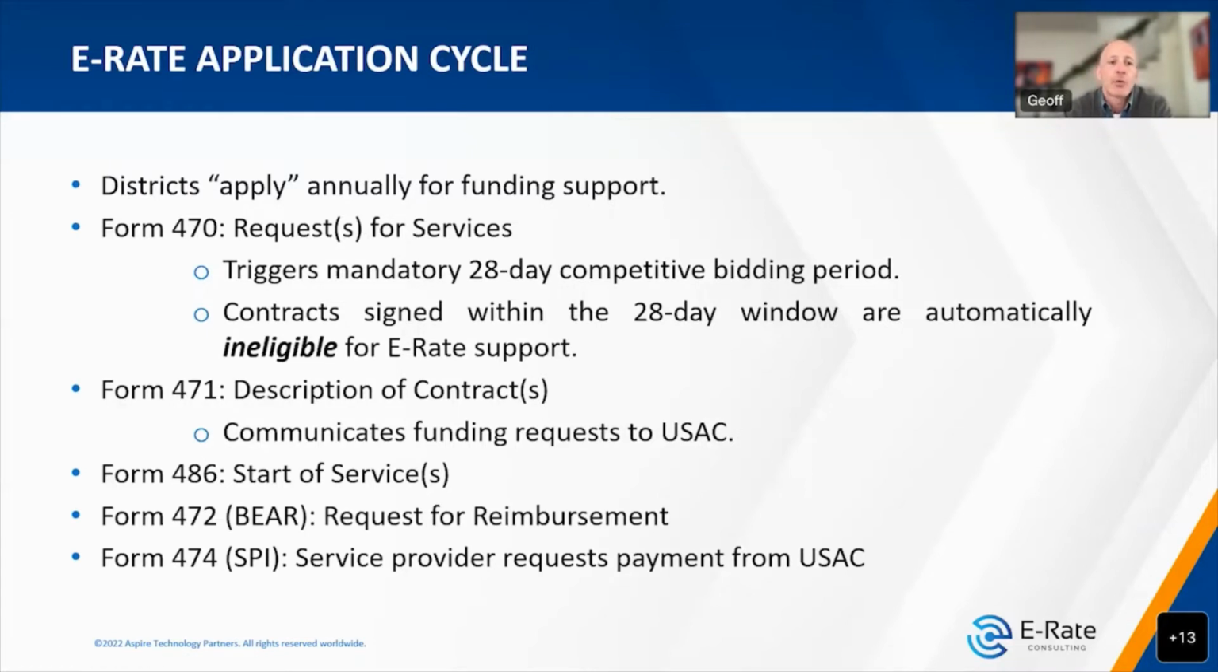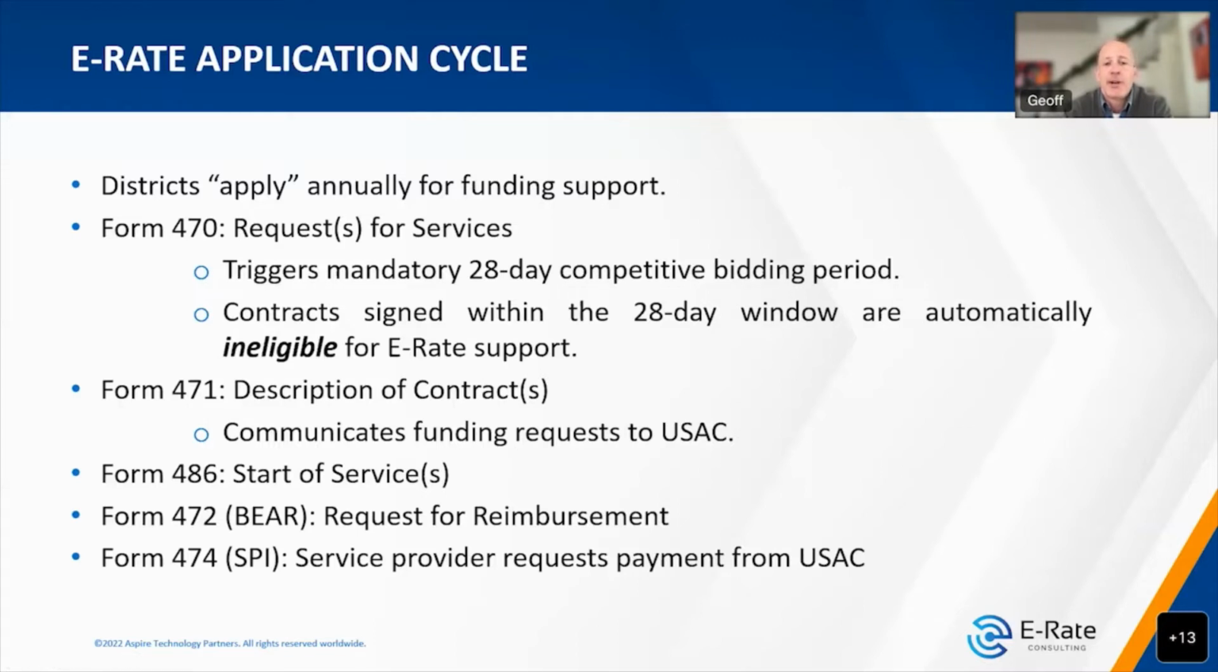When you post your 470, that triggers a mandatory 28-day competitive bidding period. If you award a contract within that 28-day period, it is automatically ineligible and you will not receive E-rate support. So once the 28-day competitive bidding period has run, you make an award, you file your Form 471. The Form 471 communicates your funding requests to USAC.